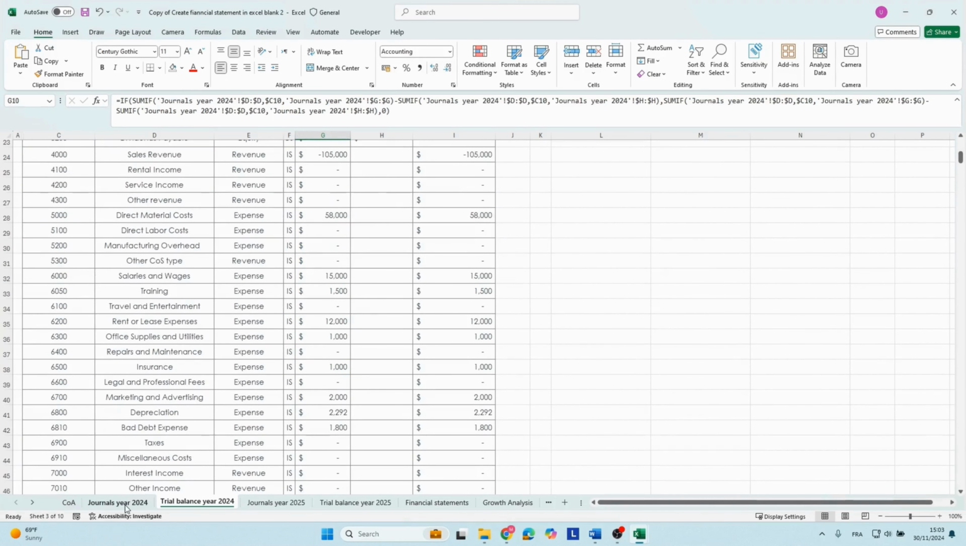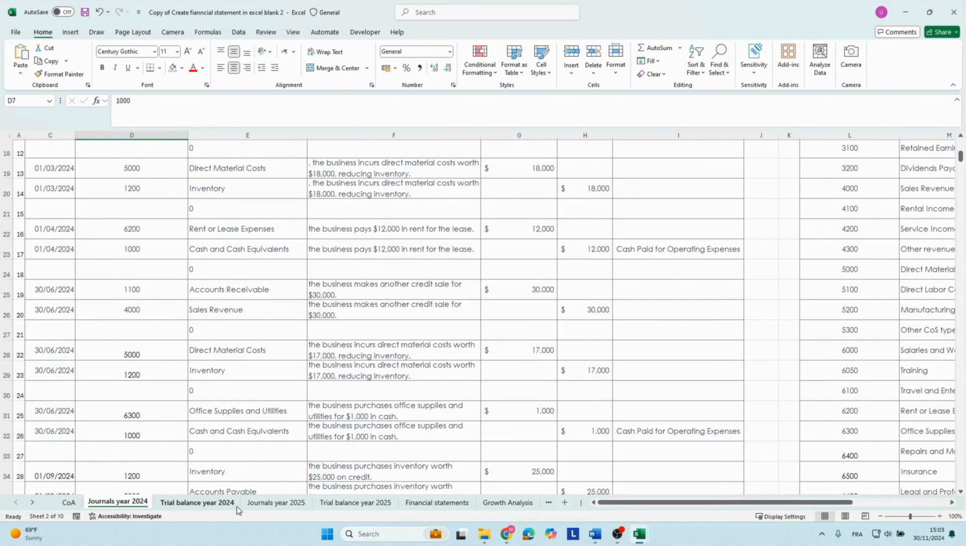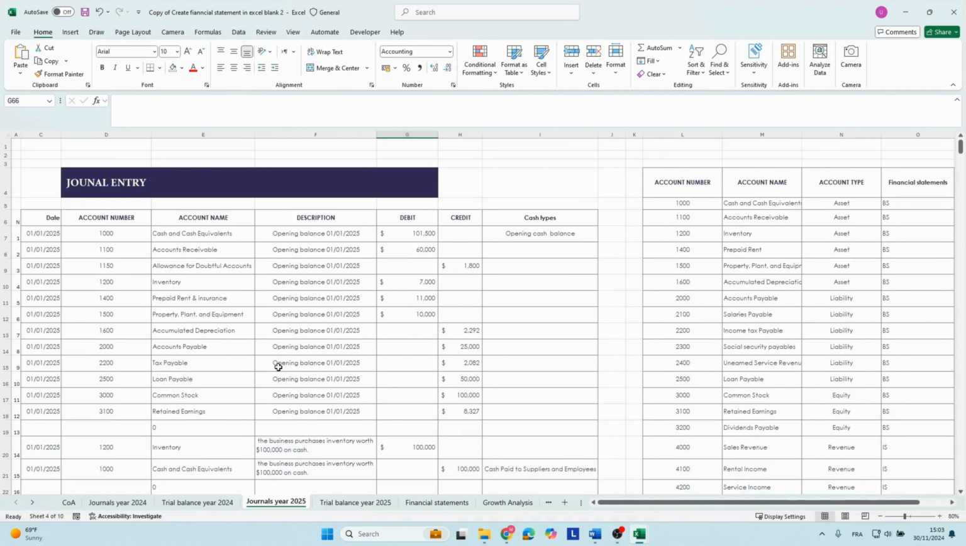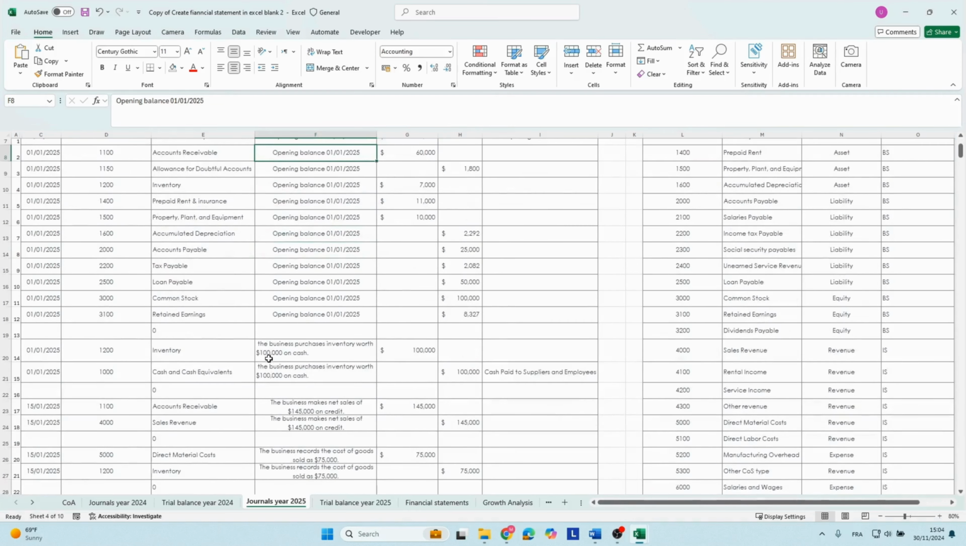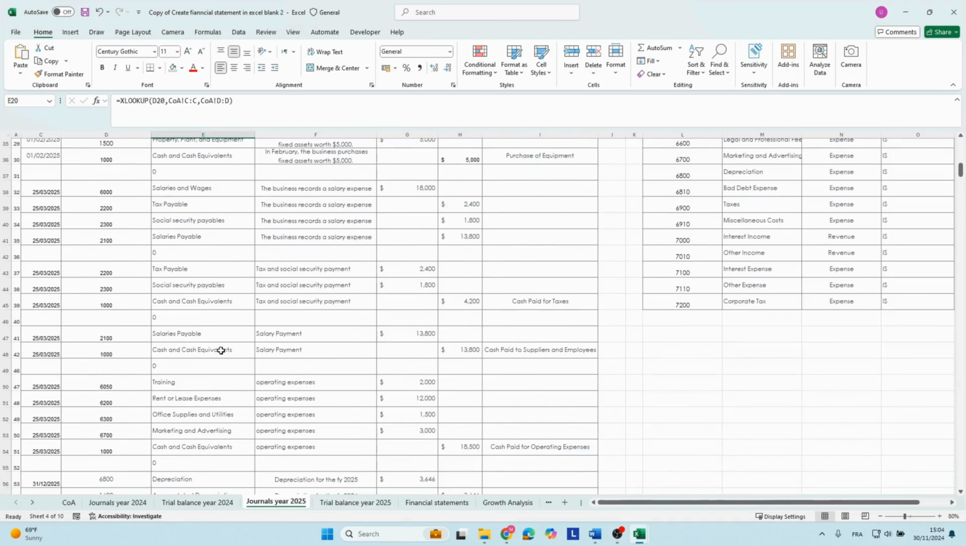Then we will look at the end of the year, and how to make the adjustments for the year end. Then moving to the next year, where we will see how to create the opening balance for the next year based on the balance sheet for the last year. Then we will also see the different transactions that we will book in this second year.